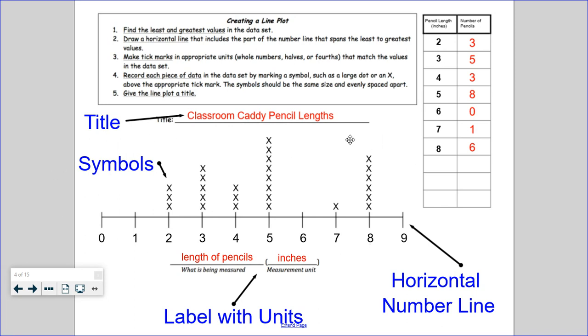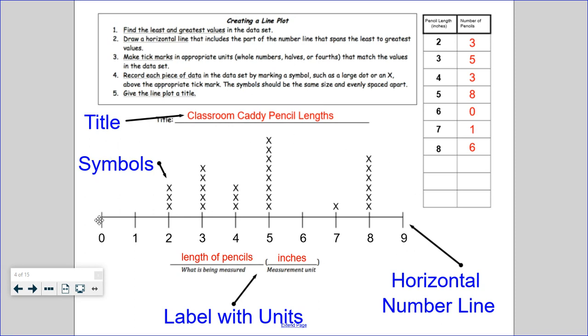And then once you have a line plot like this, you'll start to answer some more complex questions, like how many more pencils were 8 inches than pencils that were 7 inches? And so in that case, you would say, 6 of the pencils were 8 inches. 1 pencil was 7 inches. So how much more is 6 than 1? 6 minus 1 is 5. So just like with a pictograph and a bar graph, you will be able to answer all kinds of questions using data that is shown on a line plot.